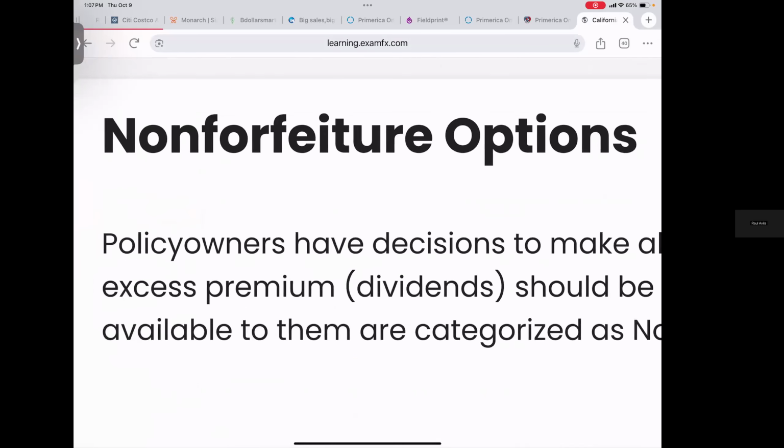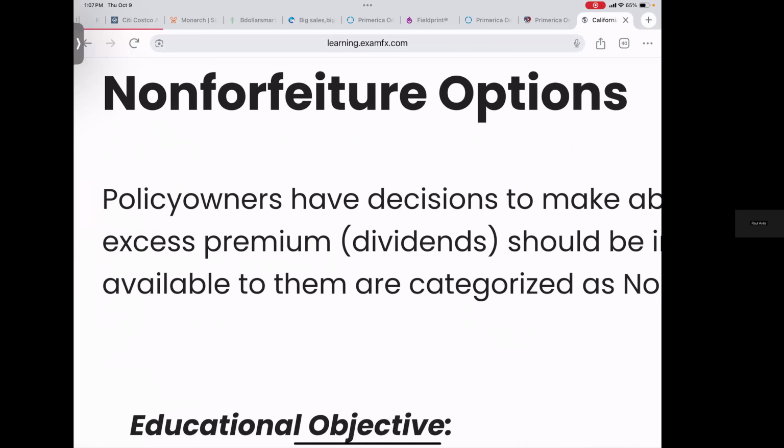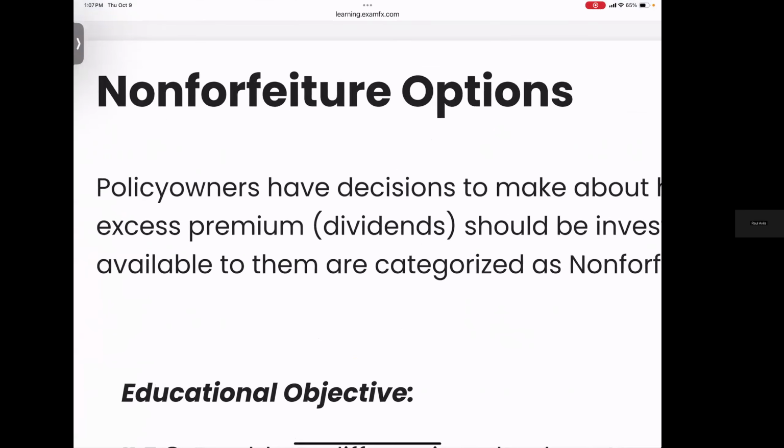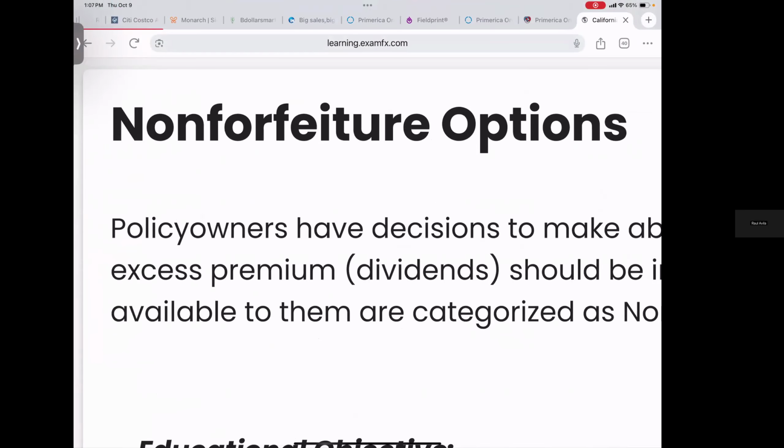Non-forfeiture options. This is so important right here. This is going to come out on the test, okay? What is a non-forfeiture option? Think of the word. It's in the word forfeit. What does forfeit mean? To give up. So non-forfeit means I don't want to give up, right?